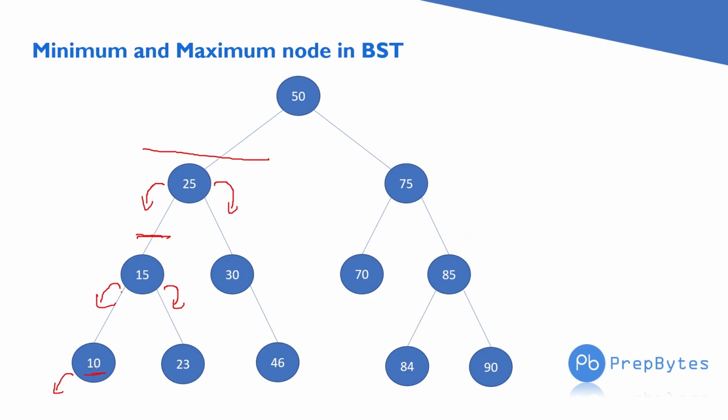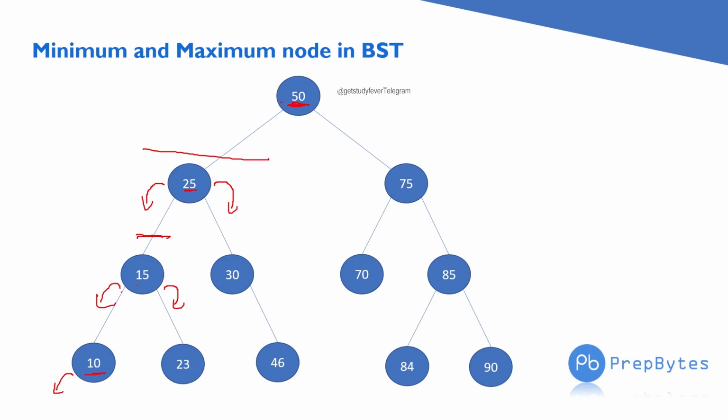So how will you find the minimum element? Just check the node dot left. When you check the node dot left, if it exists, if it is not null, then go to your node dot left, correct? So when we were on 50, we go to node dot left, that is 25. Now 25 also check for its left. Why only for its left? Because the minimum element is always on the left side.